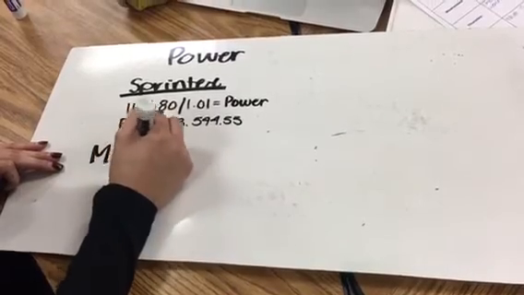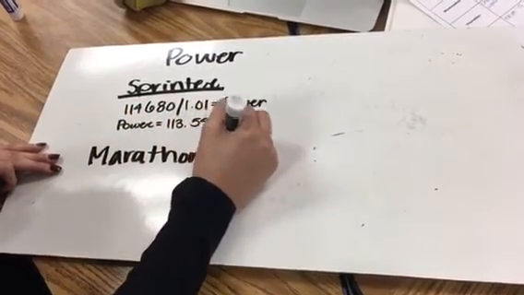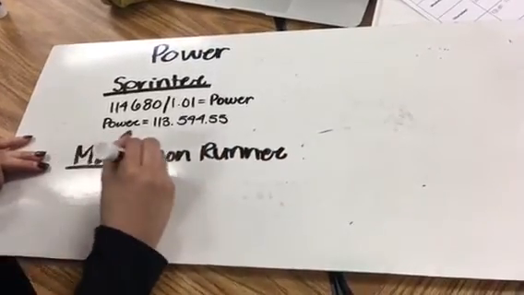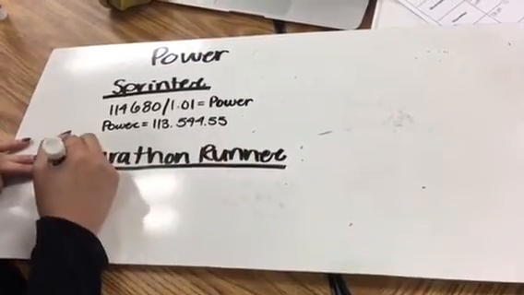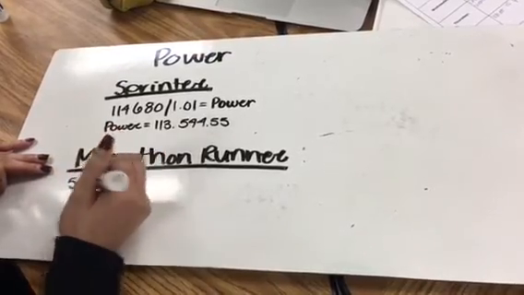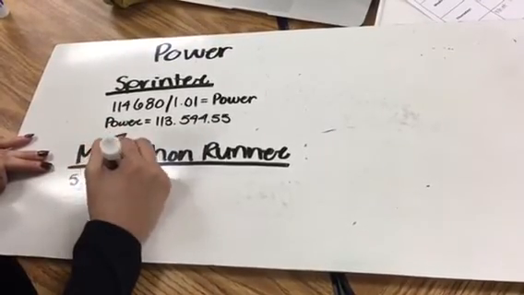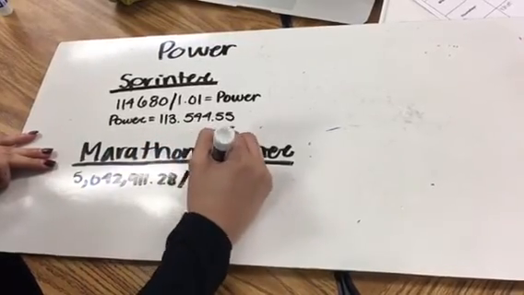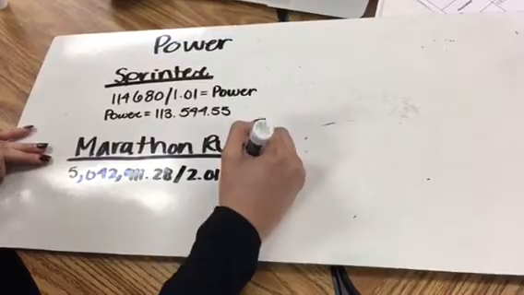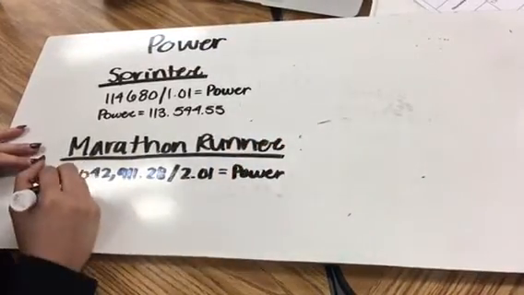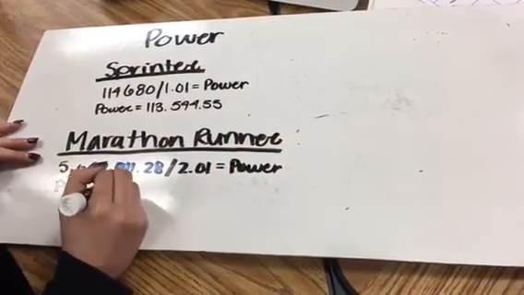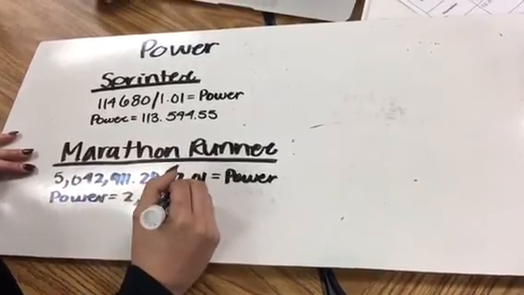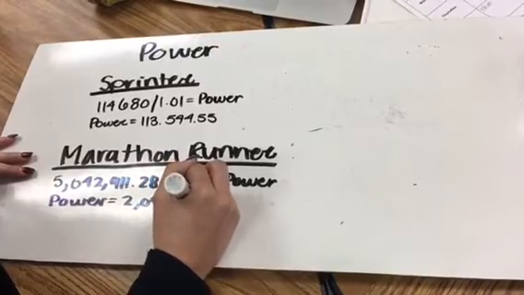For the marathon runner, you divide the work done, which is 5,042,911.28, and you divide that by 2.01, and you get a power of 2,092,494.30. If you were trying to find out how many 100-watt light bulbs can be powered, for the sprinter is 2, and for the marathon runner is 3.